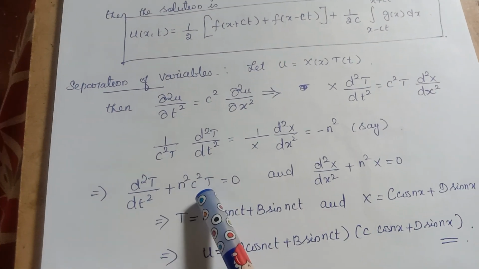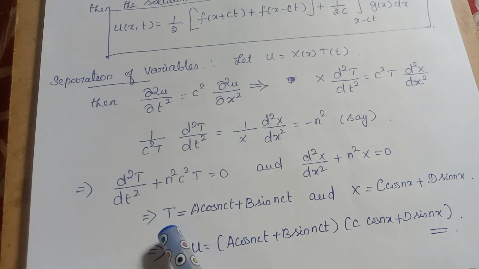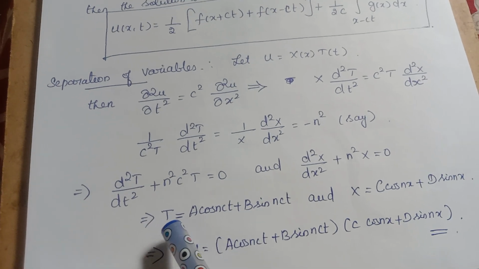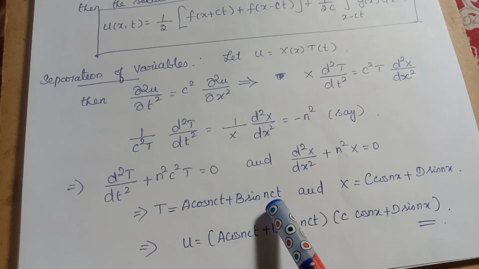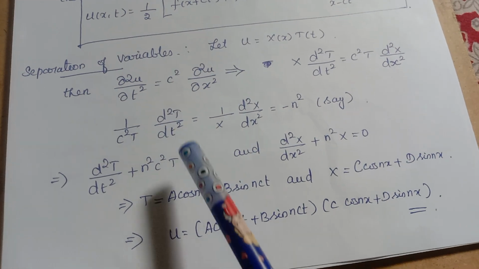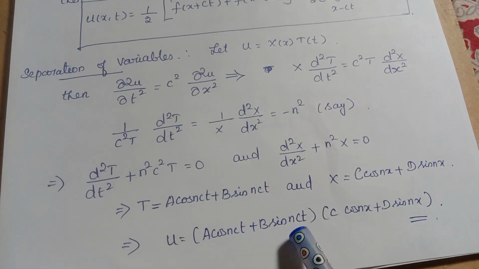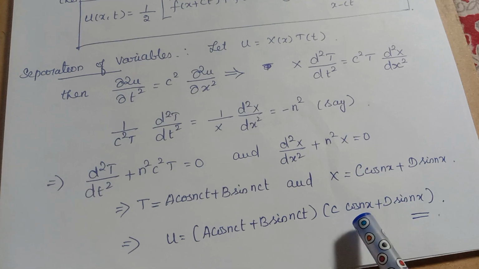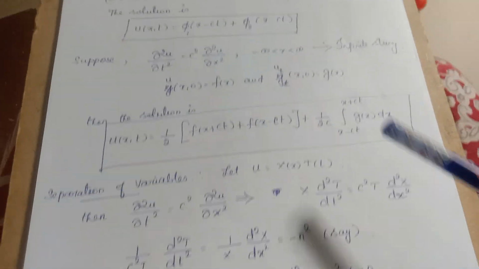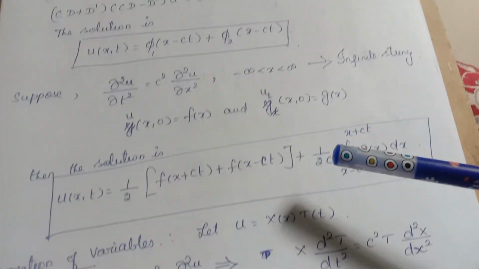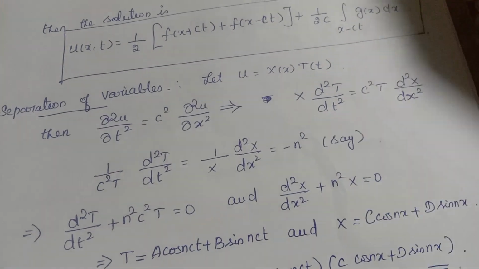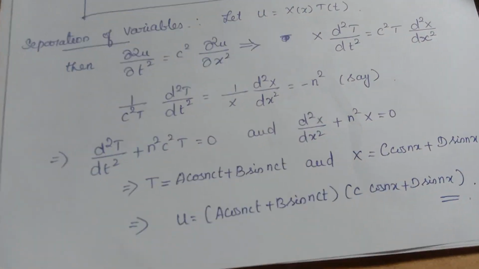Here also this equation is the same type. Here the solutions are given by ± inc. So T is given by A cos nct + B sin nct. Therefore, what is u? X into T, no? So u = (A cos nct + B sin nct)(C cos nx + D sin nx). So for the wave equation, I have obtained 3 different solutions. With all these 3 solutions, I am going to do the problems.